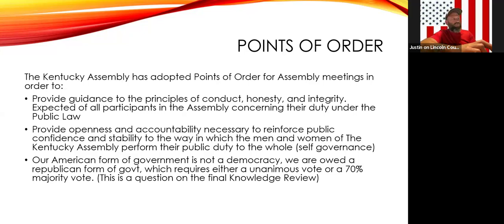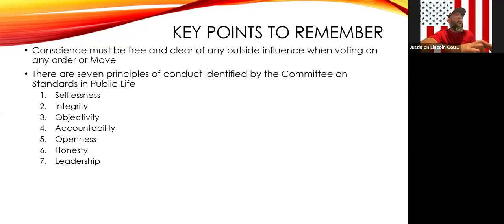Self-governance. Our American form of government is not a democracy. We are owed a republic form of government, which requires either a unanimous vote or a 70% majority vote, 2/3 vote. This is a question on the final review. Key points to remember. Conscience must be free and clear of any outside influence when voting on any order or move.